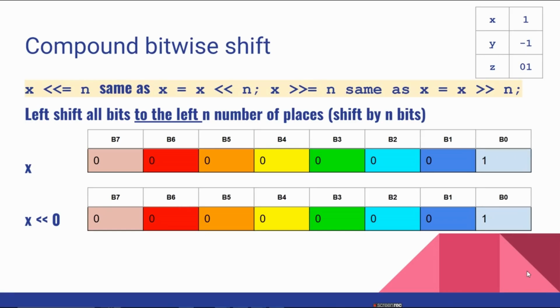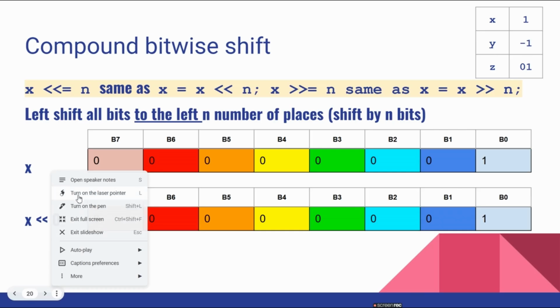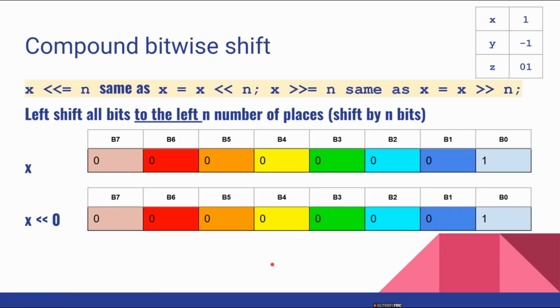Alright, welcome back, and before we actually jump into the solution, let's go ahead and talk a little bit about these compound bitwise shifts, just so we have a little bit of example before we actually jump into the solution. So again, we saw in the puzzles that we have some form of x right shifted by n bits, or x left shifted by n bits.